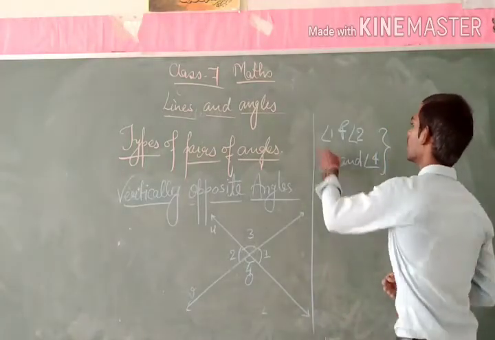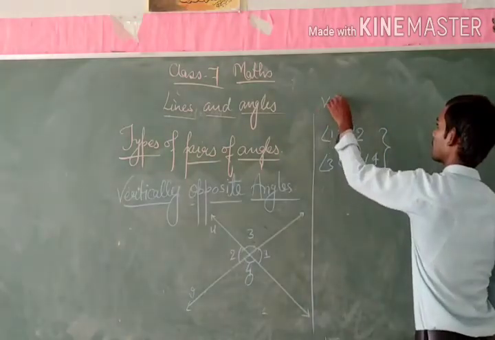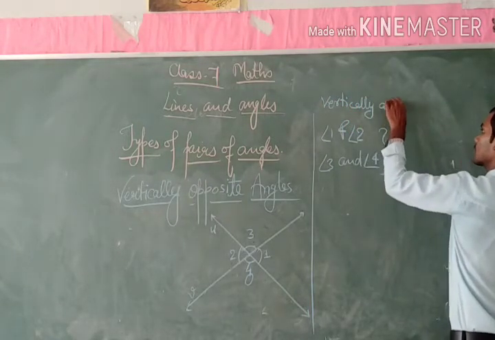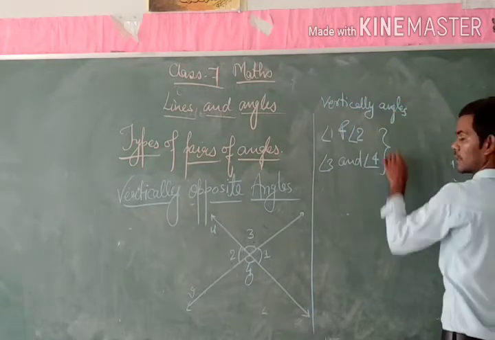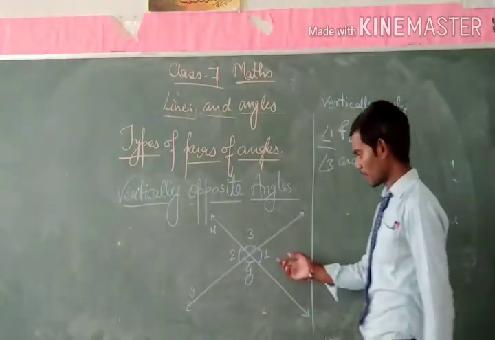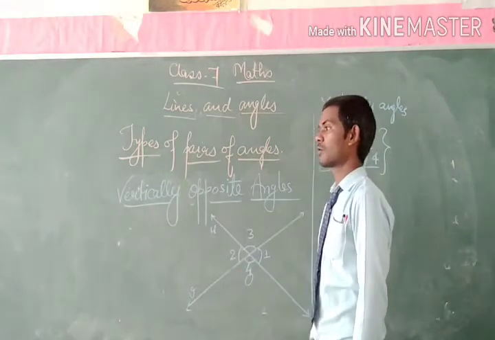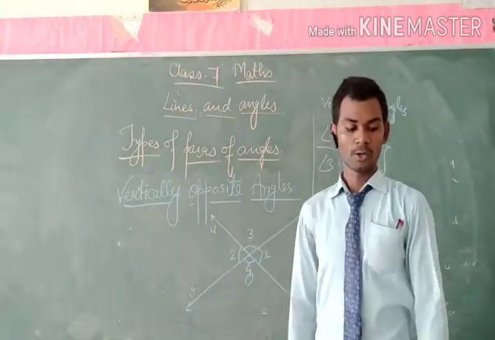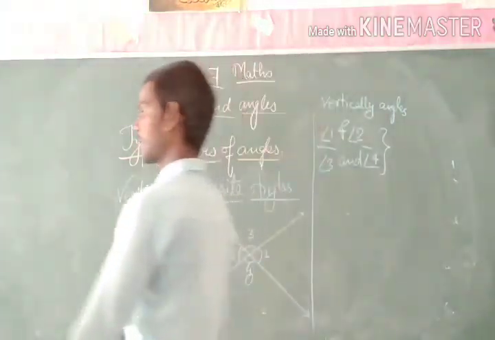So let's start how we find this. First we write the vertically opposite angles. The vertically opposite angles are angle 1 and angle 2 from the figure, and angle 3 and angle 4 are also vertically opposite angles from the figure. Okay, so now let's see the next.